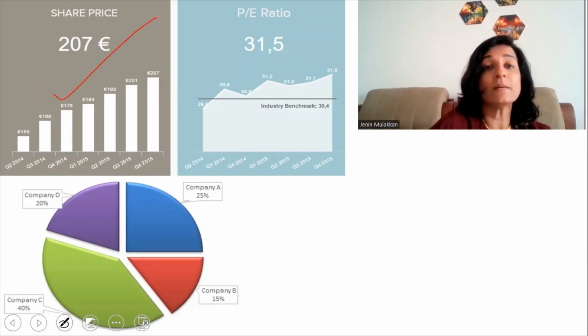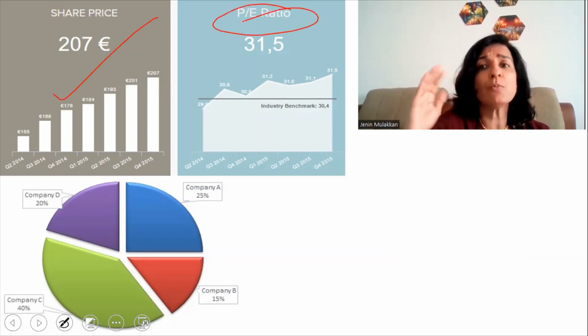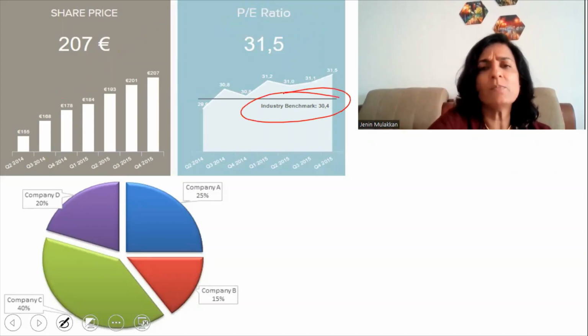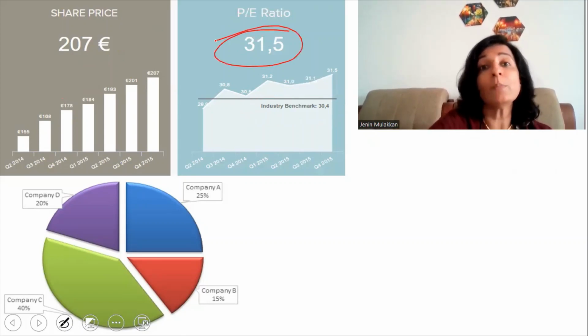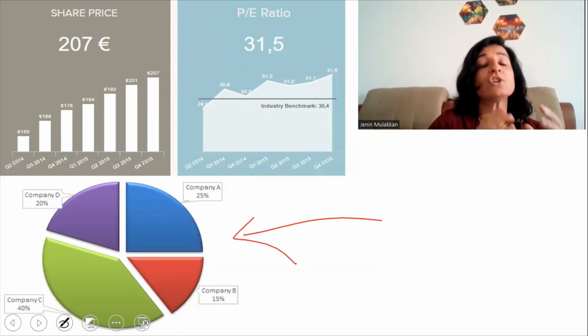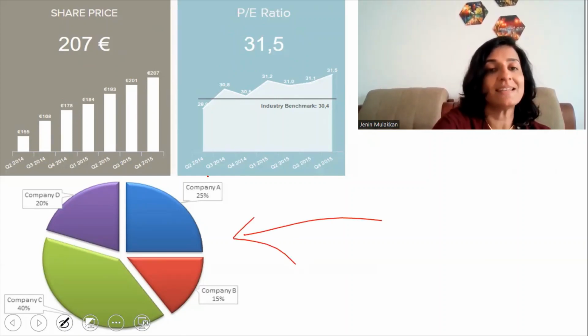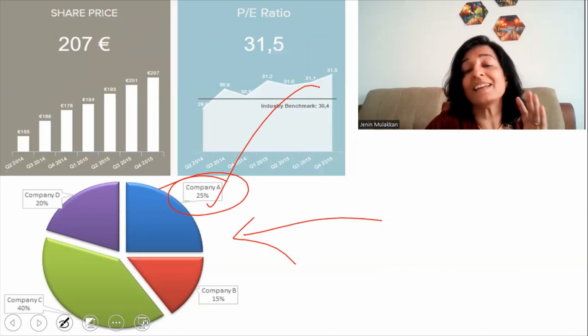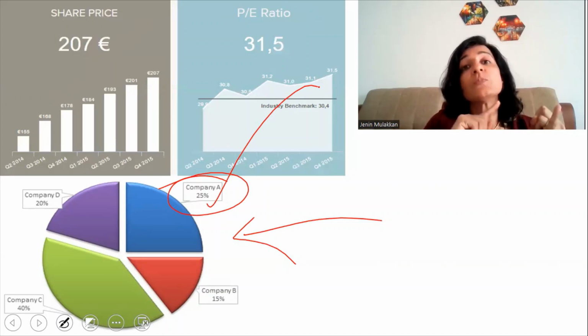It can give details about the share price or the PE ratio. What do you mean by PE ratio? Market price divided by the earnings per share. So if you notice here, the industry benchmark is 30.4 and our company's PE ratio is 31.5, which is much above the industry benchmark. And this pie chart shows the company's market share. Say if our company is company A, then we have a 25% market share. So from this, it is clear that an executive information system gives both internal and external information.